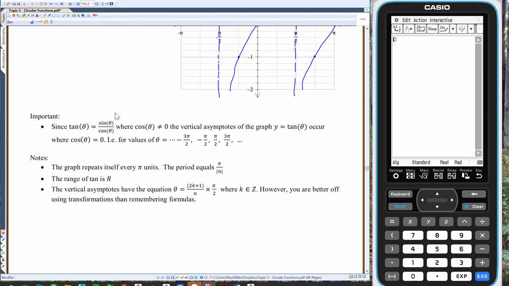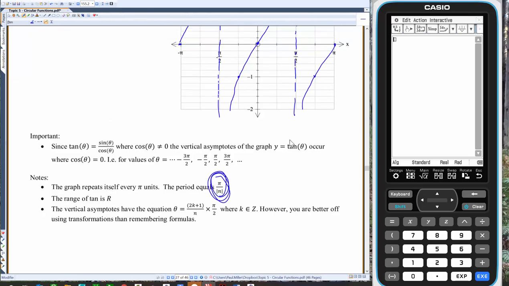So in summary, reminder that tan is equal to sine on cosine, and that's why we get this undefined value anytime cosine is 0. Tan can't calculate a tangent because you get a divide by 0 error. The graph repeats itself every pi units, so it's got a different period.